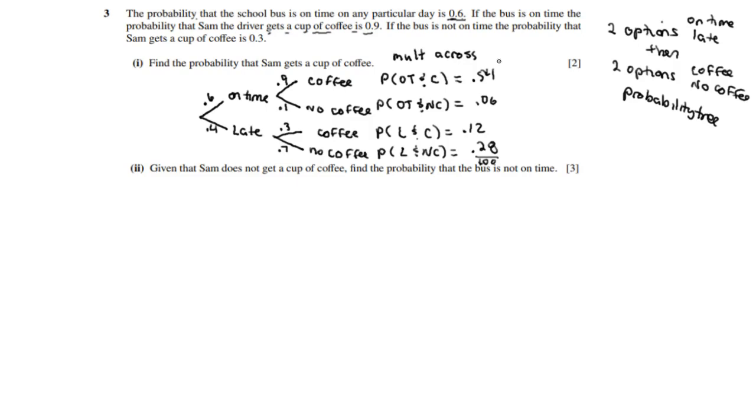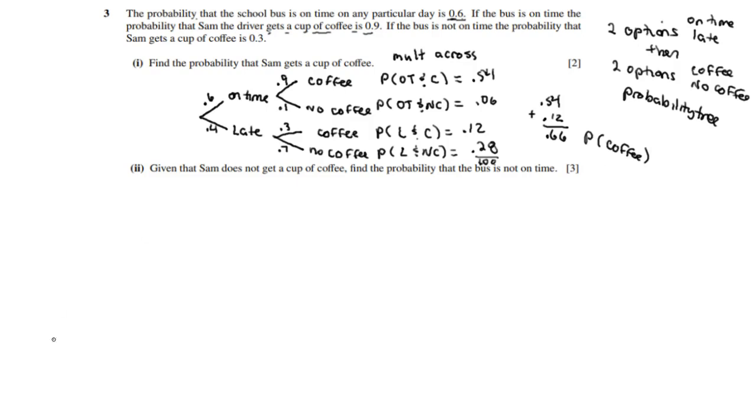And so now all I've got to do is figure out what's the probability of getting coffee. Well, there's two chances for that to happen. Either I'm on time, I get coffee, 0.54, but I also could get coffee if I'm late, 0.12. I add those together, and then I get my probability of getting coffee, whether I'm late or not.